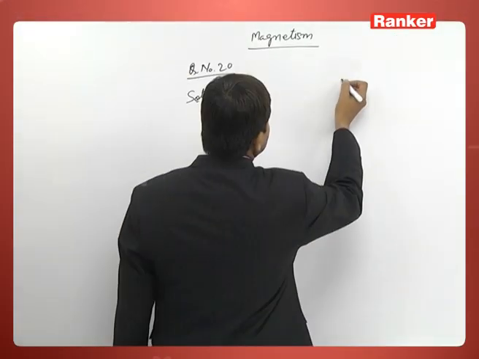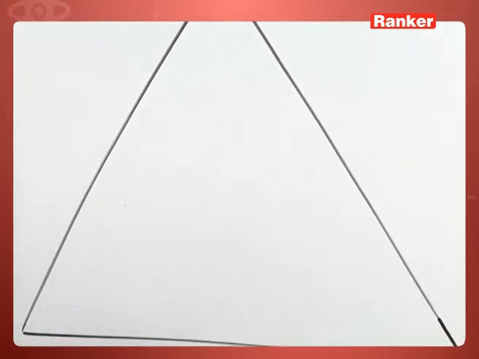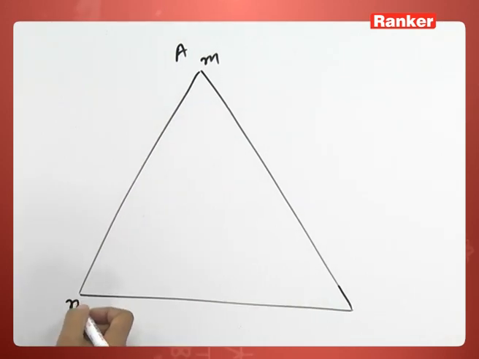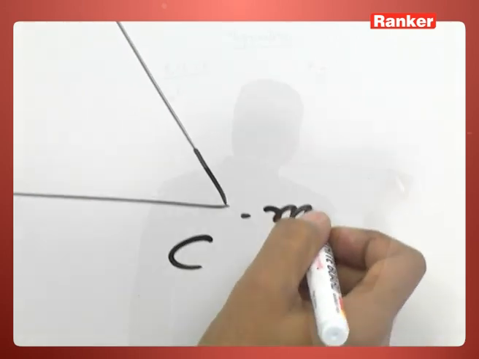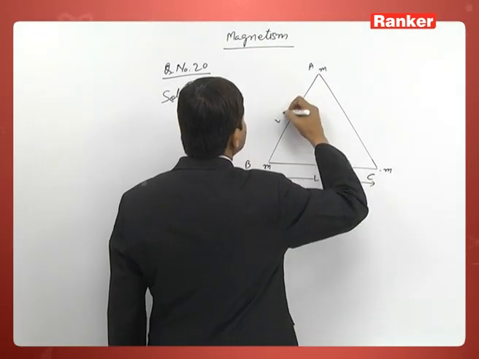As per the question here, there are three corners of an equilateral triangle. At A, pole strength m, B also pole strength m, C pole strength here minus m. Equilateral triangle means each side has length L.